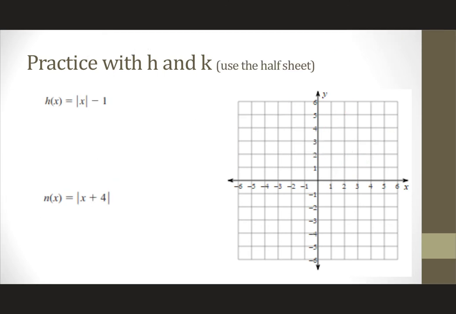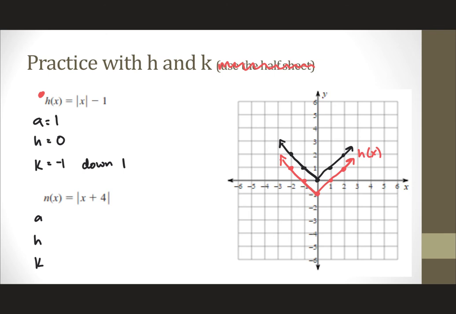All right, your turn. Here are 2 new equations. Go ahead. Label out your letters. So I want you to go through and what is A, what is H, what is K. Label your letters. Write out the transformation. Is it going left? Is it going right? Is it going up, down? How many? And then graph them. Okay? Good luck. Video's going to pause. When it plays, you'll see h of x. Then it'll pause again. When it plays again, you'll see n of x. Good luck.